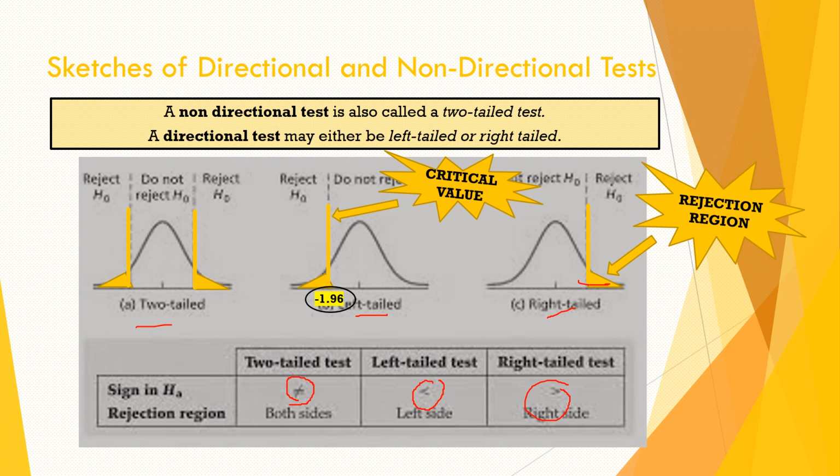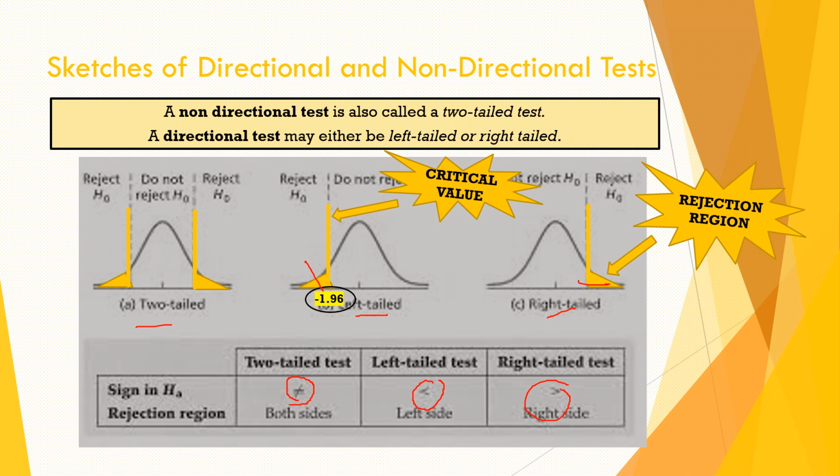Kung mapansin nyo, class, kapag left-tailed, ang shaded part o ang rejection region niya is nasa left side. While kapag right-tailed, ang rejection region niya nasa kanan. And if it is two-tailed, dalawa yung magiging rejection region niya na part. So, balikan natin to.